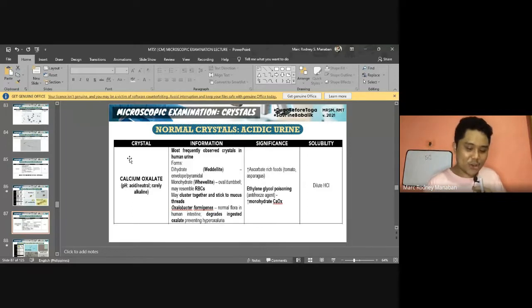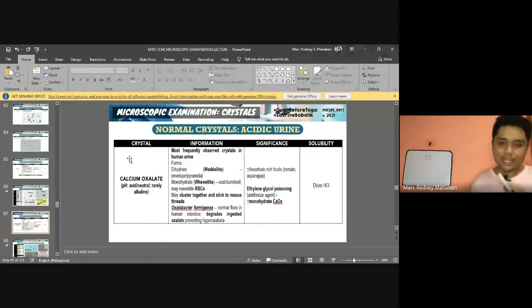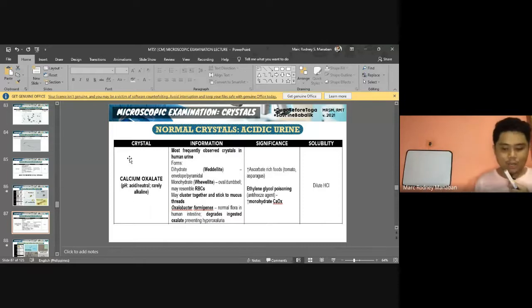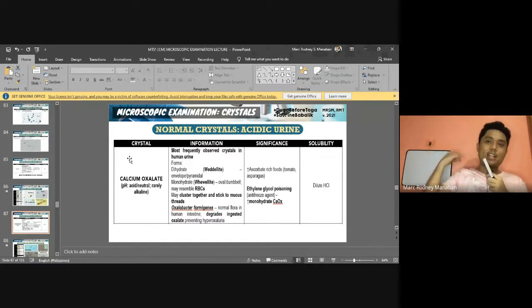Now, for monohydrate, as you can see, it can assume a lot of shapes. It can be oval. That's why it can be mistaken as RBCs. And it can also be dumbbell in appearance. They may cluster together and may attach to mucous threads. Alright? And we have this bacteria in our intestine, a normal flora. Its main purpose is to degrade oxalate from the food that we eat. And that is Oxalobacter formigenes. So if the level of this bacteria is decreased, especially in patients with cystic fibrosis, their serum or plasma oxalate levels may be higher. So they are more prone to forming renal stones. Okay?